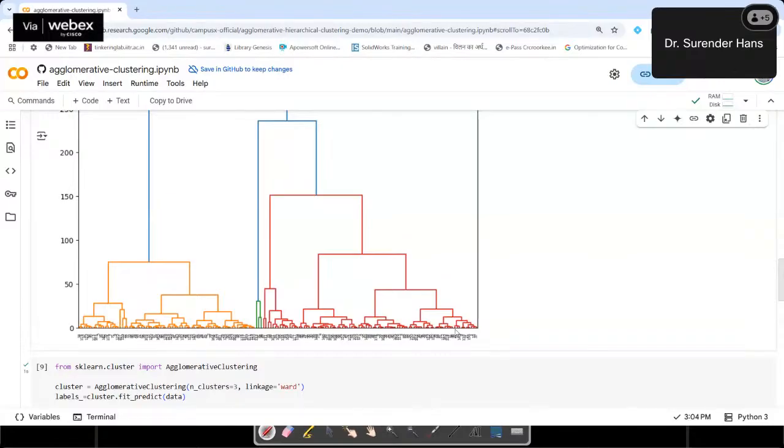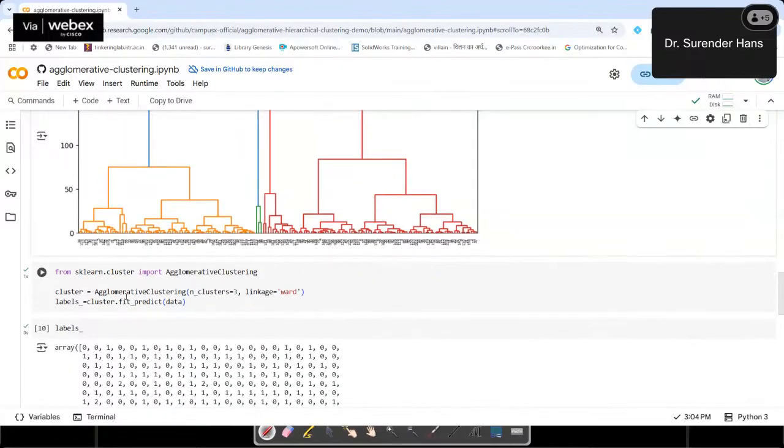So the bottom one is more crowded just because of the 167 countries. This 167 is the number of data points, because initially it considers each and every data point as a single cluster. So that is the reason the bottom side is more crowded: it considers each as a single cluster, as one country.